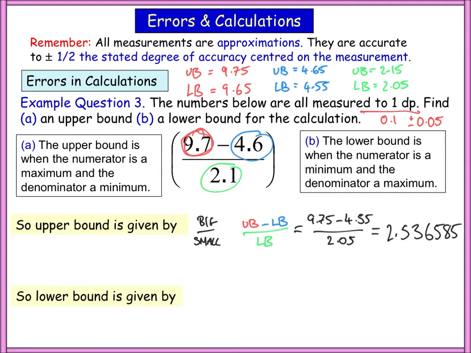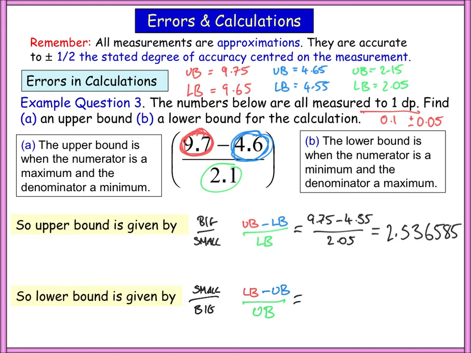Conversely, if we want to find the smallest value of all of this, to get the smallest value I want the top of the fraction to be small and the bottom of the fraction to be big. Now, how do we do that? Well, to get the top small, I need this to be as small as possible, so I want the lower bound, and I want to take away from that as big a number as possible. So I want to take away the upper bound of 4.6. And the bottom of that fraction needs to be as big as possible, so that's the upper bound.